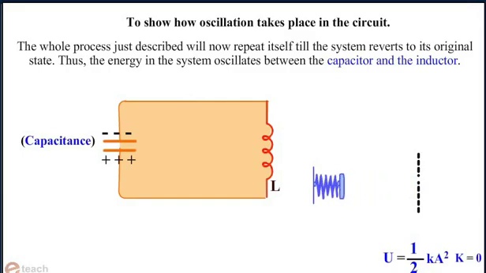The whole process just described will now repeat itself till the system reverts to its original state. Thus, the energy in the system oscillates between the capacitor and the inductor.